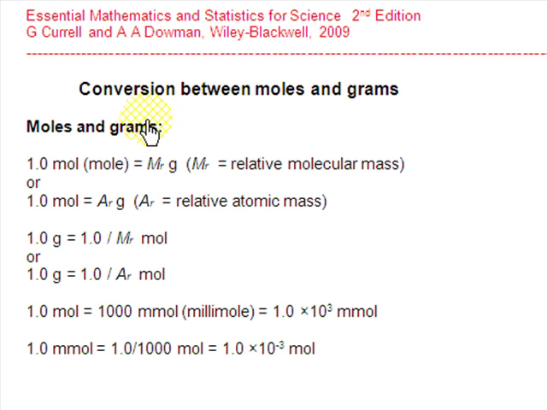In this video, we look at the conversion between moles and grams. Moles and grams are both used to record the amount of either a compound or an element in chemistry. The mole of any compound is defined as saying 1 mole of the compound is equal to a mass mR in grams, where mR is the relative molecular mass of that compound.